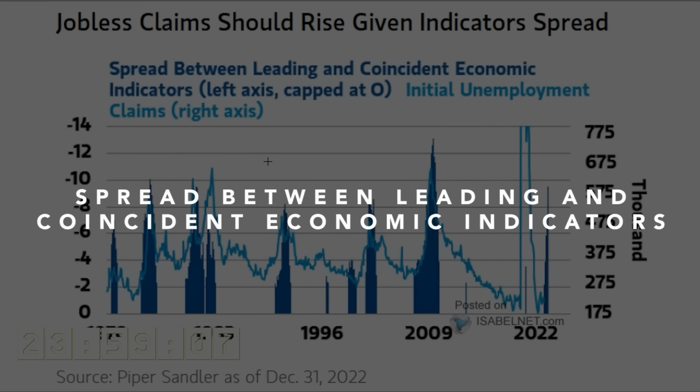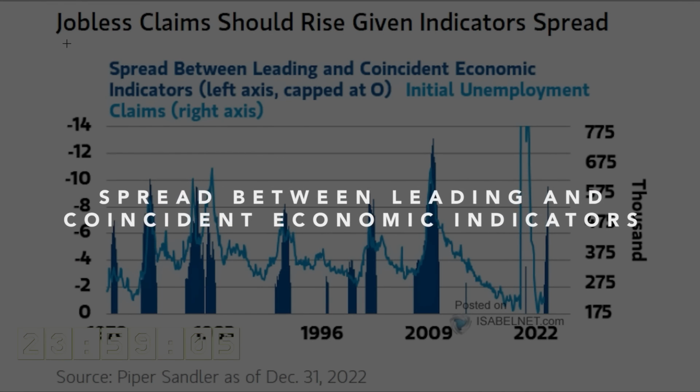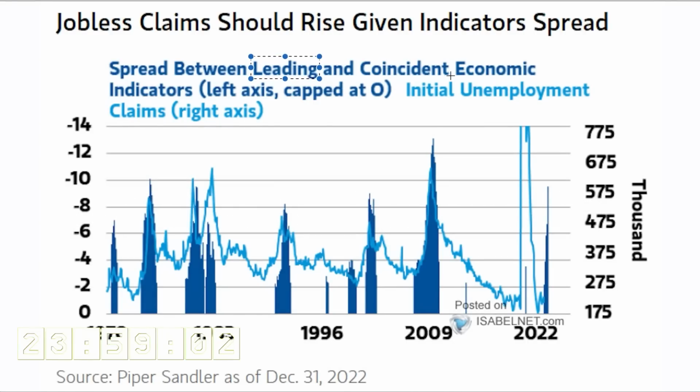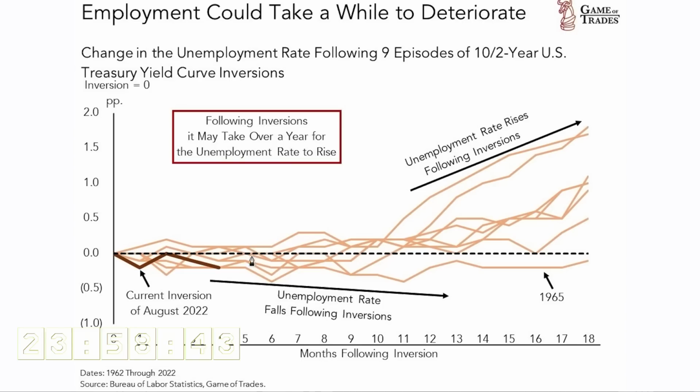But what I also wanted to show you in this video was this chart right here that shows the spread between leading economic indicators and coincident economic indicators. So basically the probability of a recession that rises, that blue area right here, you can see that. And what's interesting is that they track this against initial jobless claims, so the unemployment rate basically, and it's a very good signal that unemployment is going to rise. So just another confirmation of this chart right here that shows the unemployment rate typically begins to rise in the 10 months following an inversion.